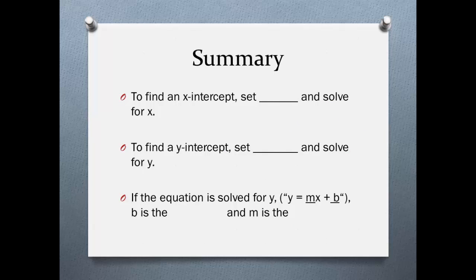So to summarize, if you want to find an x-intercept for a line, you set the other variable equal to 0. So you set y equal to 0 and solve for x. If you want to find a y-intercept, you set the other variable x equal to 0 and solve for y. And what we saw in a couple of examples here is that if the equation is solved for y, and this is a big if, meaning it starts out y equals, then the number that's next to the x is the slope, and the number that's by itself without a variable is the y-intercept. So if you have y equals mx plus b, b is the y-intercept, and m is the slope.